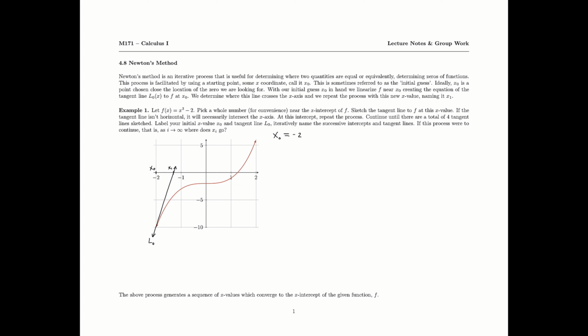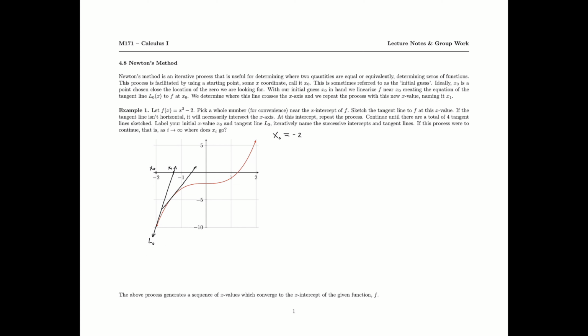So, the tangent line certainly is not horizontal. It has a positive slope. It intersects the x-axis right here. That provides us with our next x value. If we follow that down to the graph, we get something like this point, and at this location, I'll draw the next tangent line, to the best of my ability, which is sometimes not great at drawing. There we go.